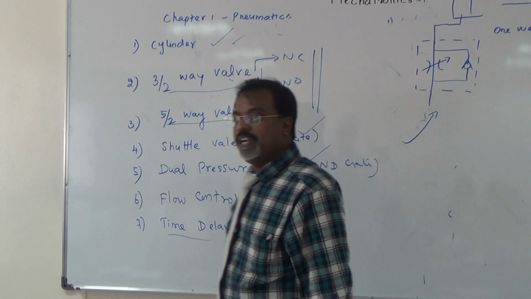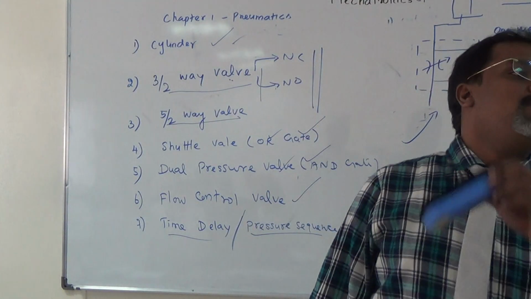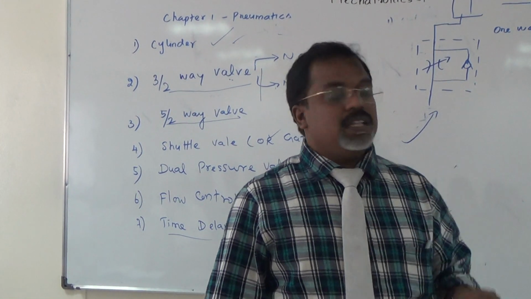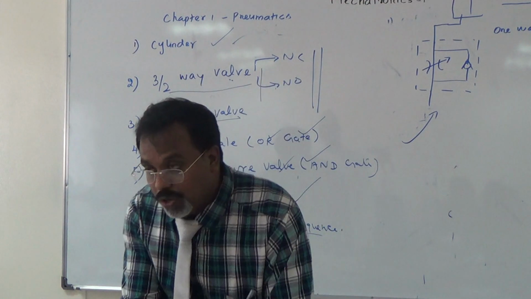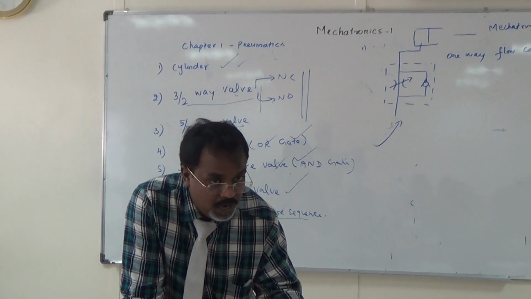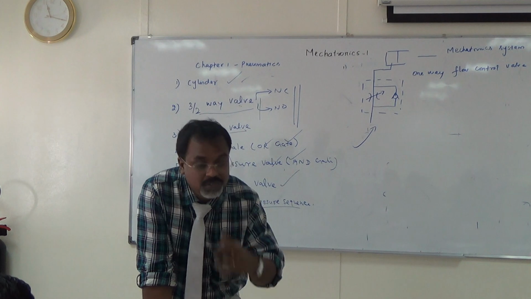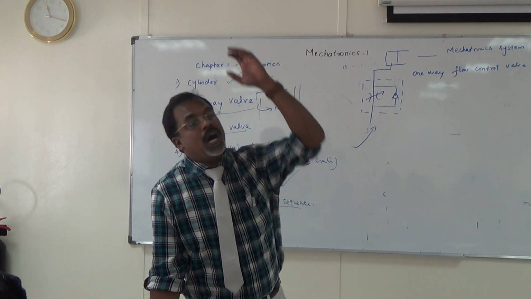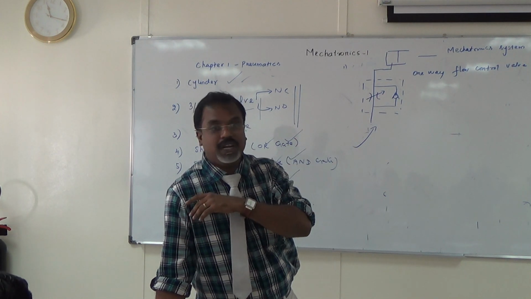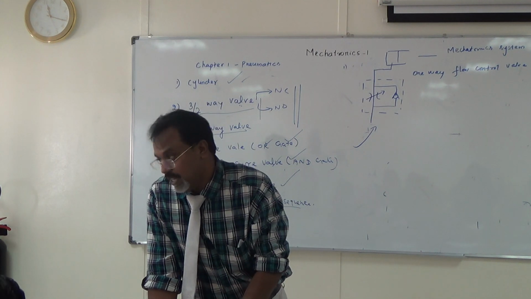Now I am going to explain the 3/2 way valve and 5/2 way valve, which are very, very important in every pneumatic circuit. The 3/2 way valve, you can use it as a valve, as a switch, as a roller valve to identify the extension of the cylinder, as a pressure sequence valve, or as a time delay valve. All the valves are born from the 3/2 way valve or 5/2 way valve. Understand? So you must understand the concept behind the 3/2 way valve.